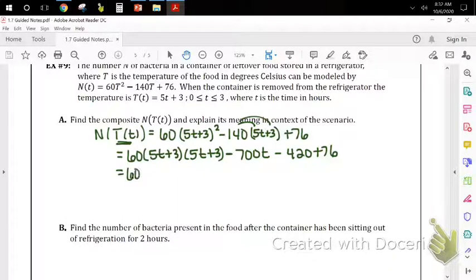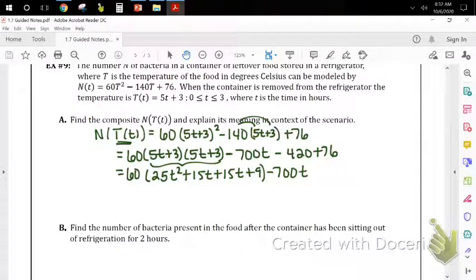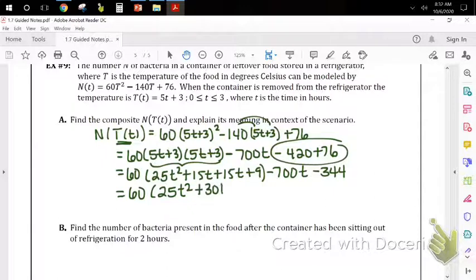And so I'm going to do FOIL, or my box, on these two. So I got 60 times 25t squared plus 15t plus 15t plus 9, minus 700t. I'm going to go ahead and combine that negative 420 plus 76, which gives me, when I combine these, negative 344. And so I'm going to combine my like terms inside my parentheses. So I got 25t squared plus 30t plus 9. And I'm going to bring down the rest.